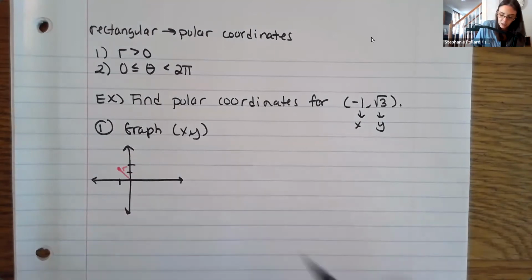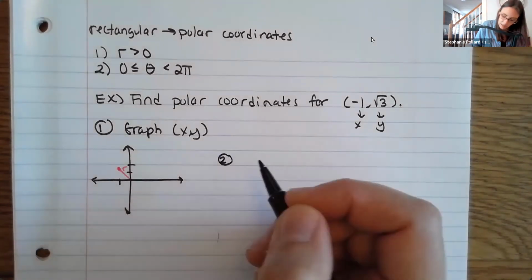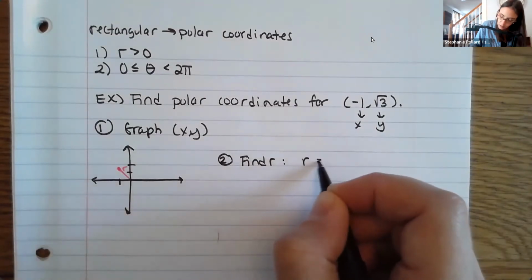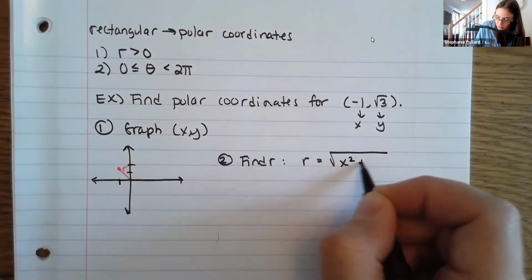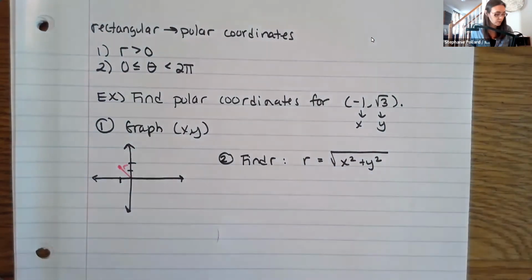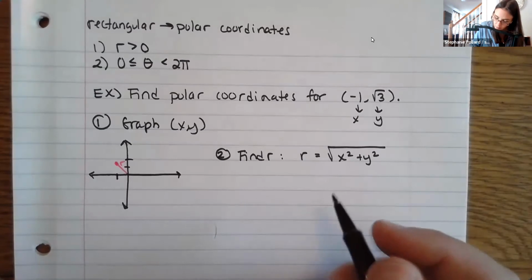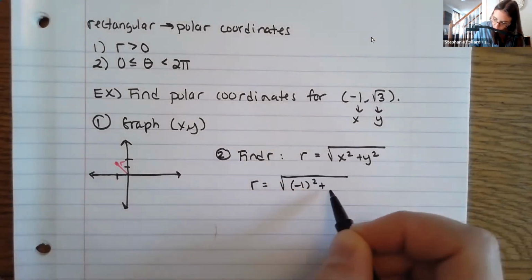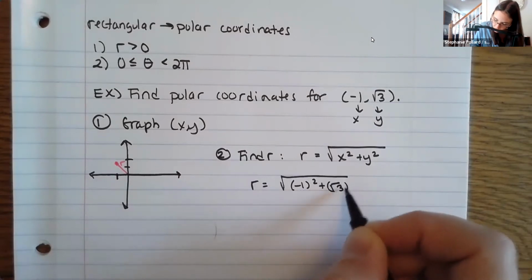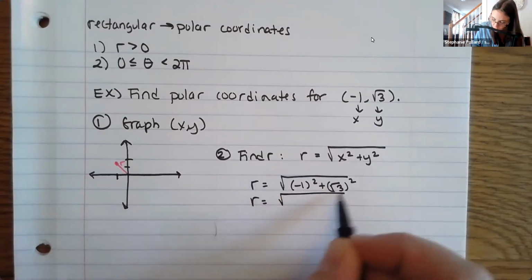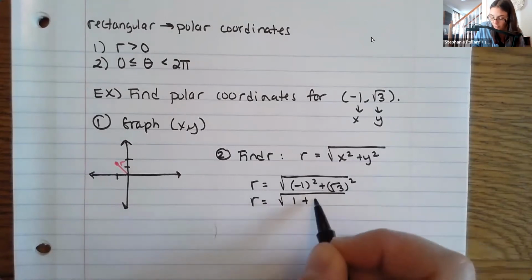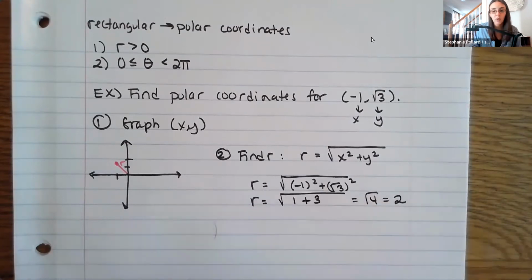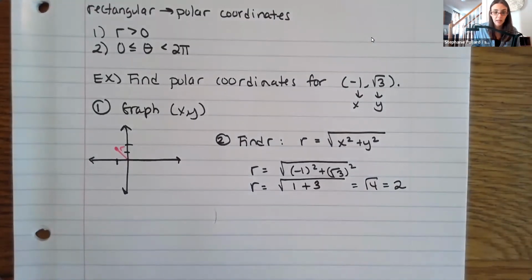Now, for the work, the second thing you're going to do is find r, and we use that r is equal to the square root of x squared plus y squared, right? Because r squared is equal to x squared plus y squared. So here, r is going to be the square root of -1 squared plus √3 squared. -1 squared is 1, and √3 squared is just 3. That root cancels out. So we have square root of 4, which is 2. So our r is going to be +2 in this case.